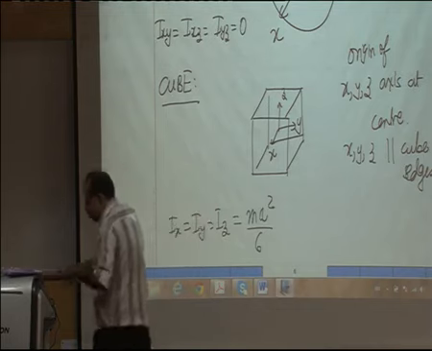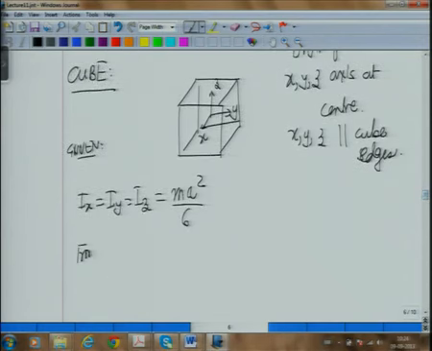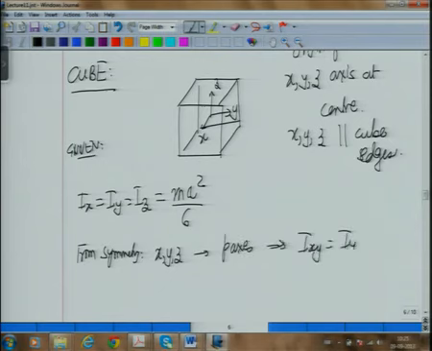So, I start from this, given these things are given to me. Then I deduce from symmetry x, y, z are principal axes. This implies Ixy is equal to Iyz is equal to 0 for this axis. For these coordinate axes, these are 0.